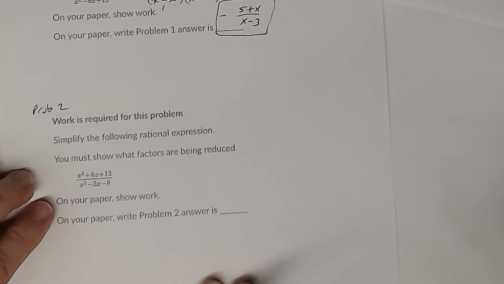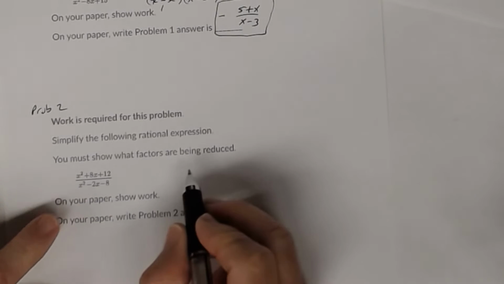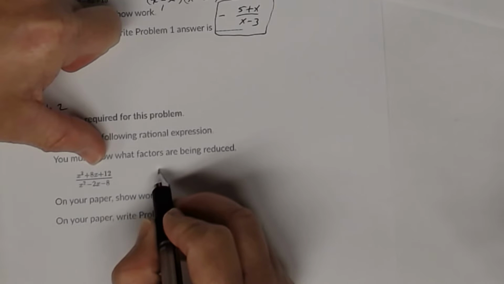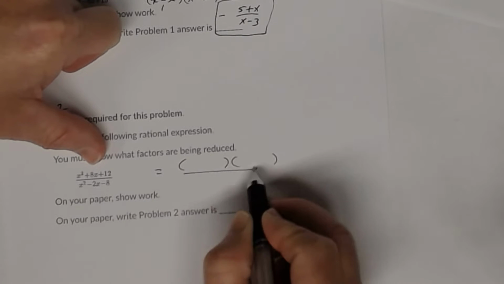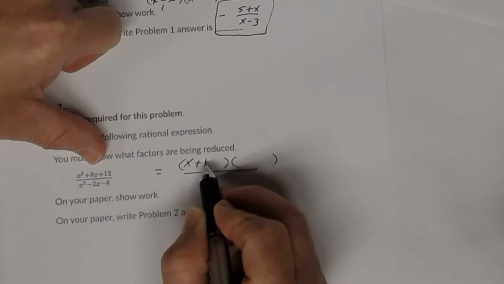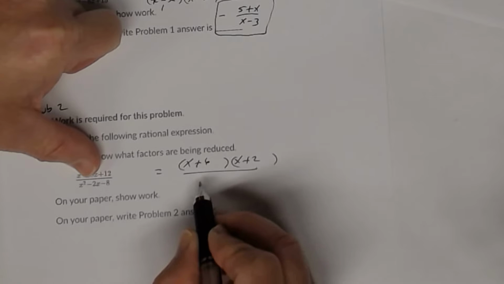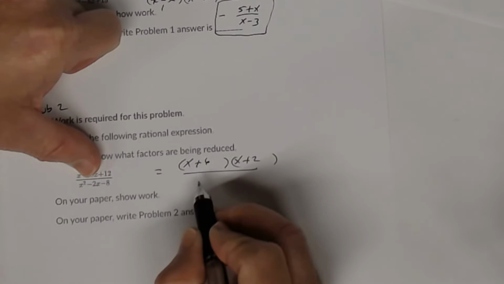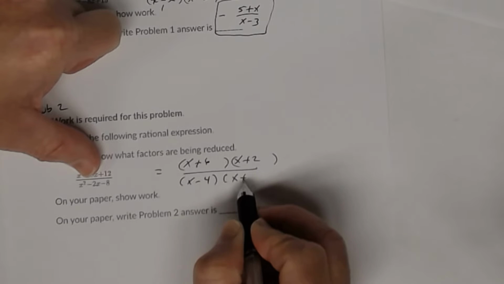You want to simplify the rational expression, except this time we have two trinomials, two quadratic trinomials. So let's go ahead and factor the numerator. So when I factor the numerator, I'm going to get, let's see, that's going to be x plus 6 times x plus 2. And the denominator, when I factor x squared minus 2x minus 8, I'm going to get x minus 4 times x plus 2.